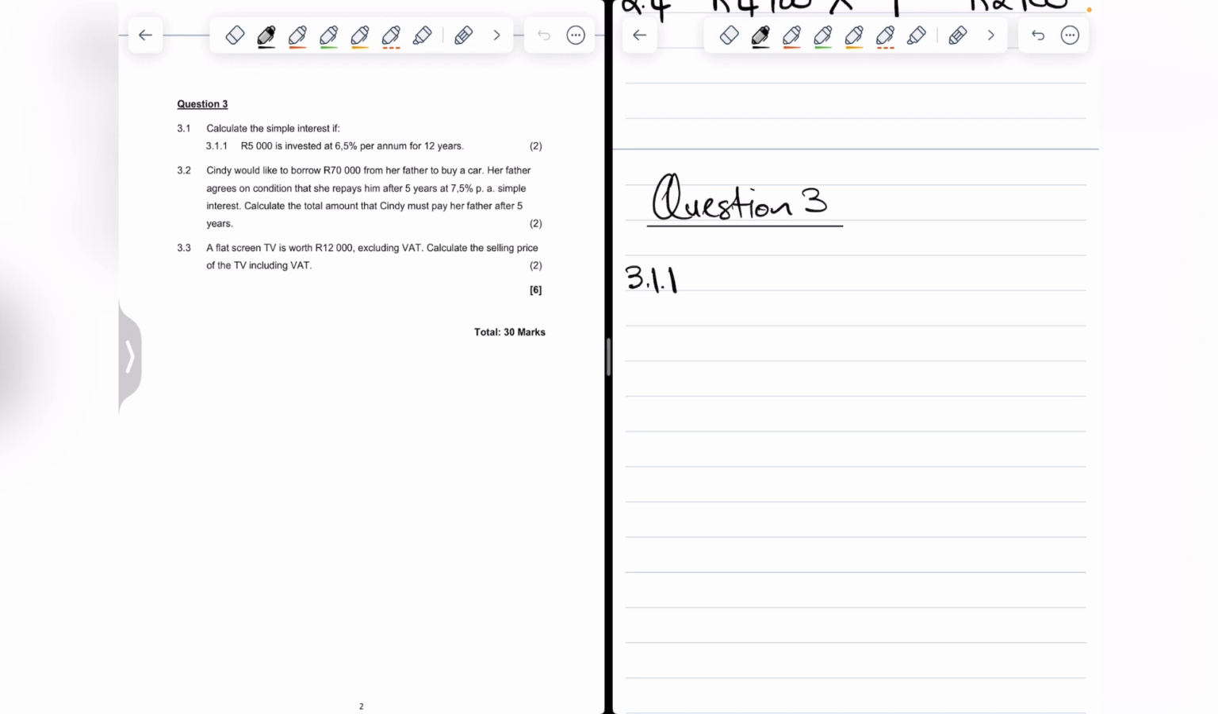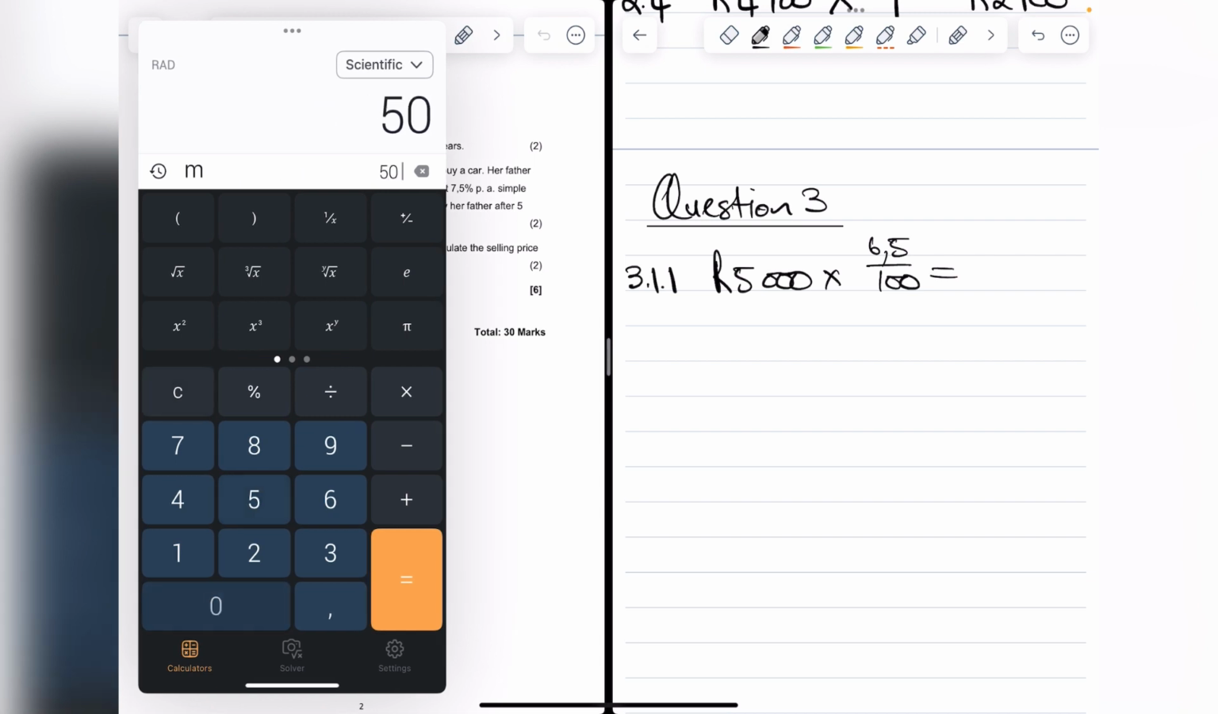So the first way you can do this is say, okay, well, this is 6.5% per annum. In other words, the interest is charged per year. So I can take 5,000 Rand and multiply it by 6.5 over 100. And that will give me the interest for 1 year. So 5,000 multiplied by 6.5 divided by 100, and that gives me 325 Rand.